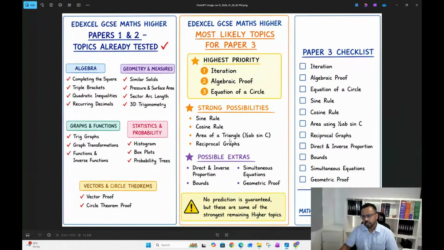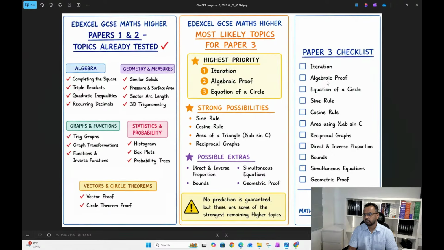Now, direct and inverse proportion, sine rule, cosine rule, these are more strong ones. Area of a triangle, half a b sine c. Reciprocal graphs, y equals 1 over x type things, they're very likely to come up as well. Simultaneous equations, geometric proof, bounds. When you say simultaneous equations, you can get both linear, and one linear, one quadratic, that sort of thing as well. So I would definitely work on these things tonight, just to make sure that you do at least 1 or 2 questions on each one.